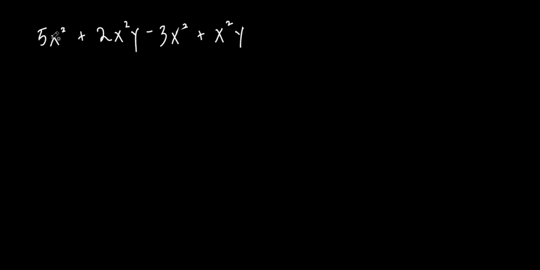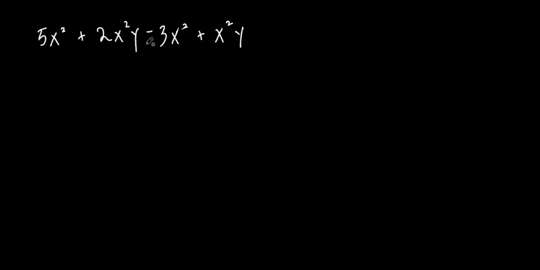I got a 5x squared. Do I have any other x squared terms? You're like, well, yeah, that's got an x squared in it, but this one's got an x squared and a what? And a y. Is this the same term as this? No, it's not. Where is the same term as the other x squared? The minus 3x squared. Very good.